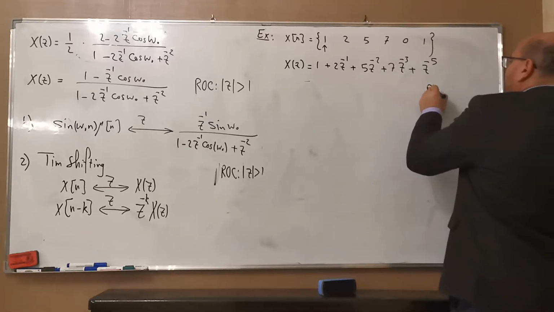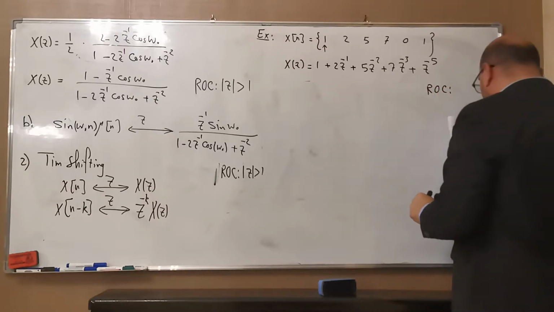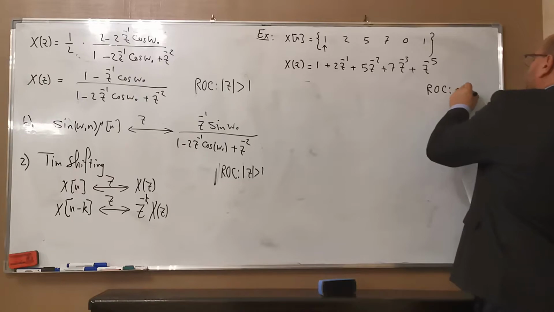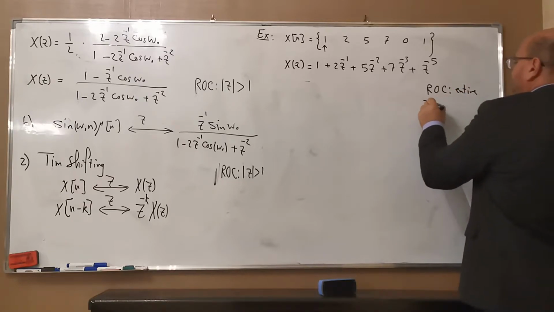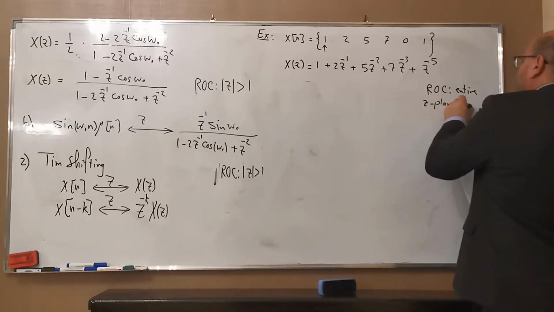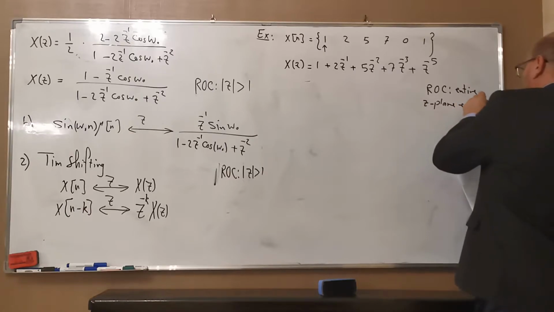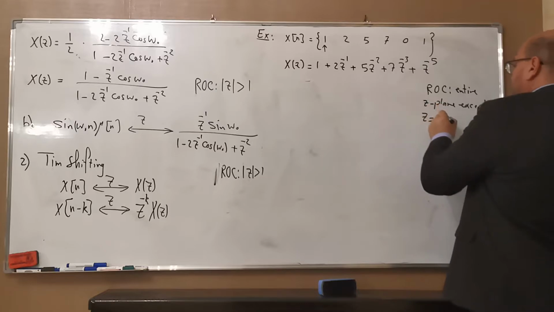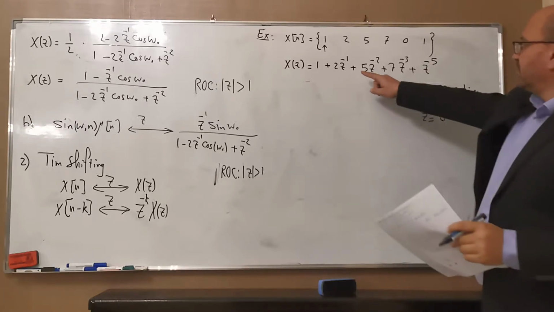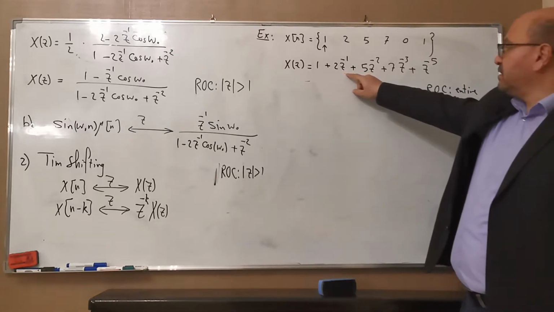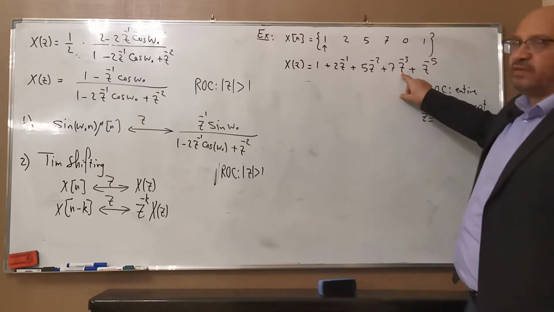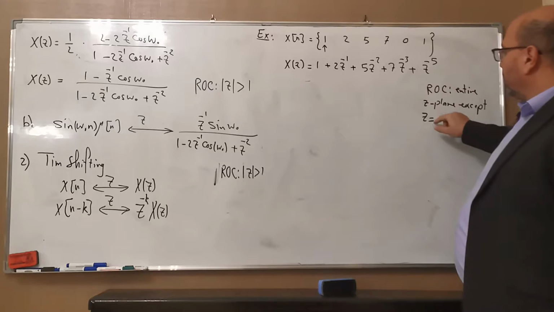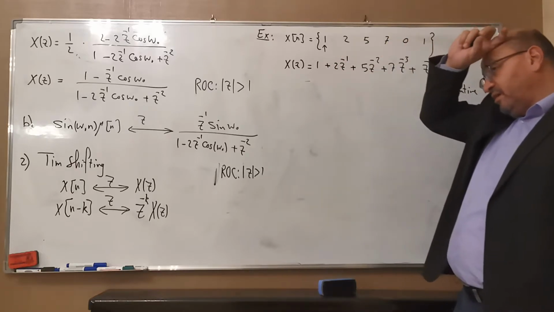And here the ROC, you have a finite sequence. It is the entire z-plane except z equals 0. Why 0? Because this is z inverse. It's 1 over z, 1 over z squared, 1 over z cubed, and 1 over z to the power 5. When z equals 0, then X of z is infinity and it diverges.